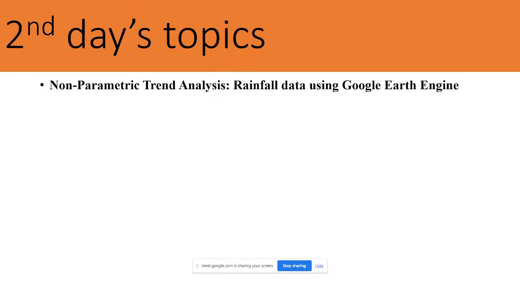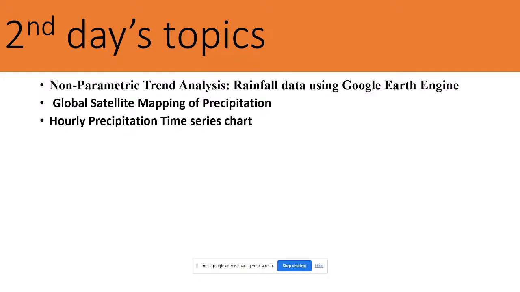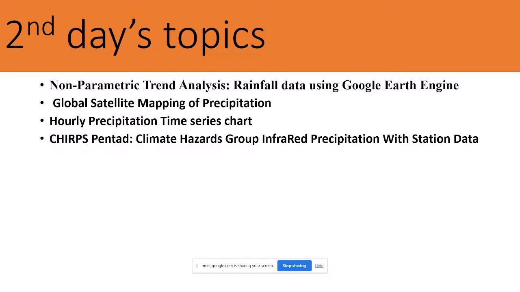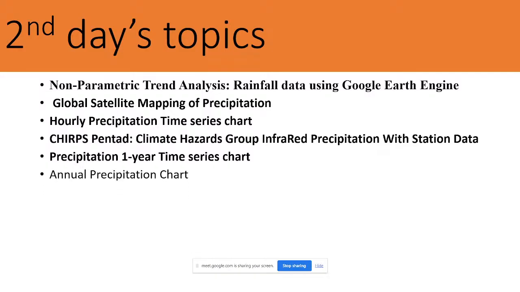Engine platform. We discuss this topic, and then we talk about the Global Satellite Mapping of Precipitation and the hourly precipitation time series chart, how we can easily create it. We also talk about the CHIRPS data. CHIRPS is the Climate Hazards Group InfraRed Precipitation with Station data, as well as how we can easily create the 1 year time series chart and the annual precipitation time series chart.